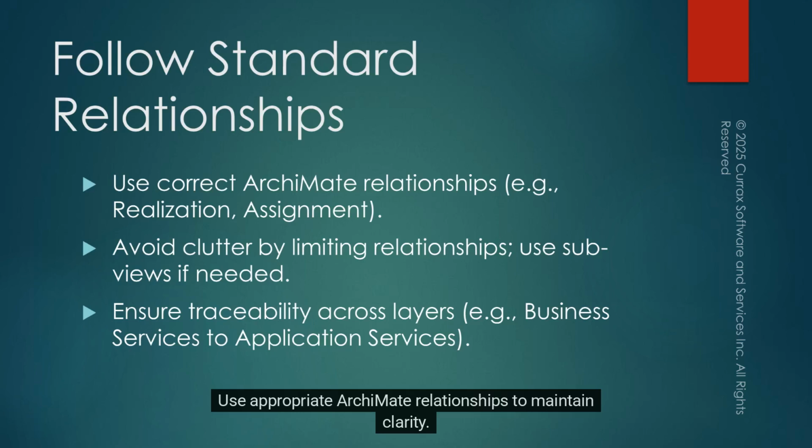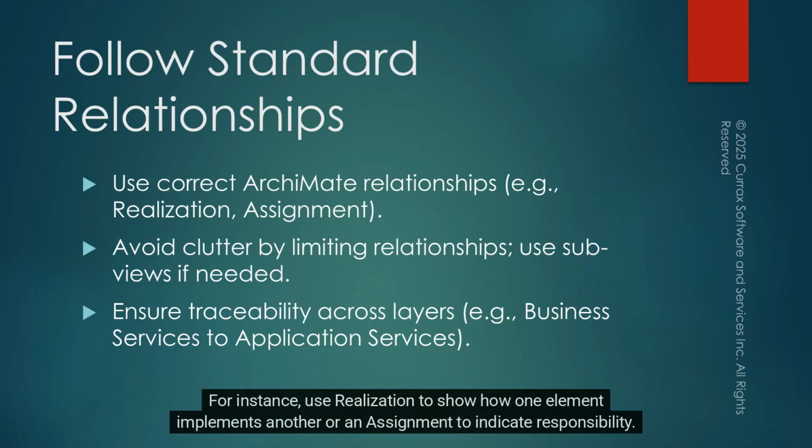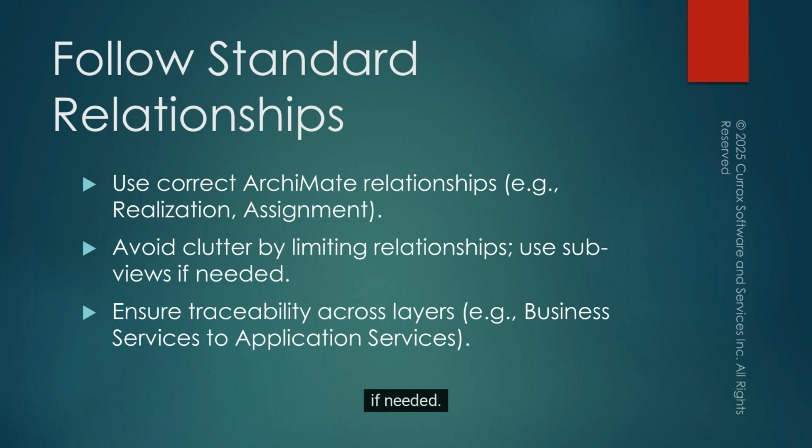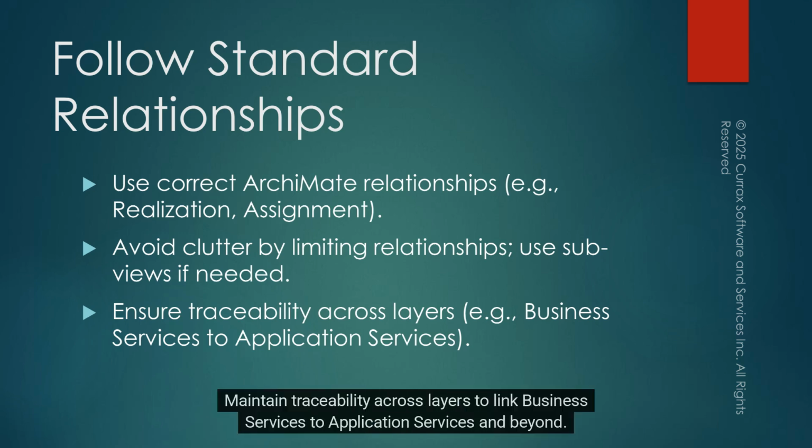Use appropriate ArchiMate relationships to maintain clarity. For instance, use realization to show how one element implements another, or assignment to indicate responsibility. Avoid clutter by limiting relationships in a single view. Create subviews or provide textual explanations if needed. Maintain traceability across layers to link business services to application services and beyond.